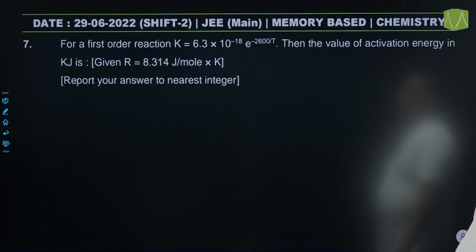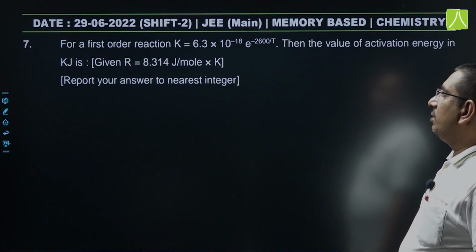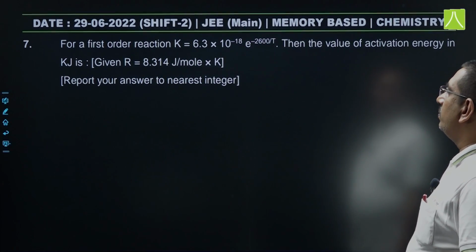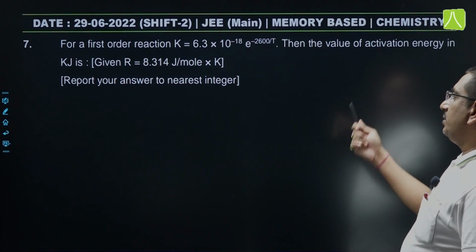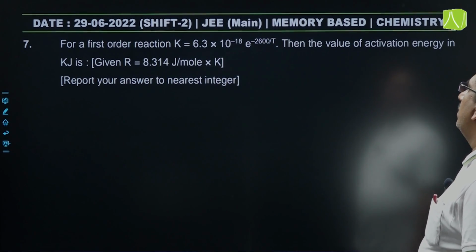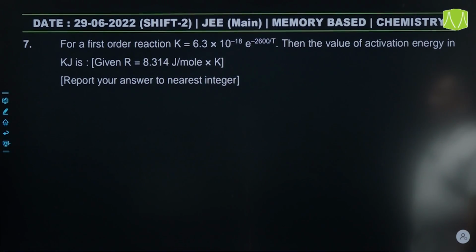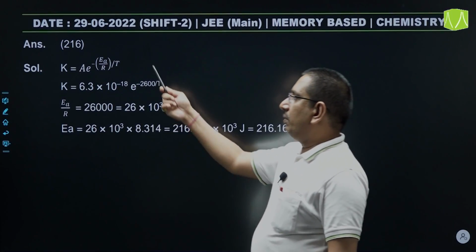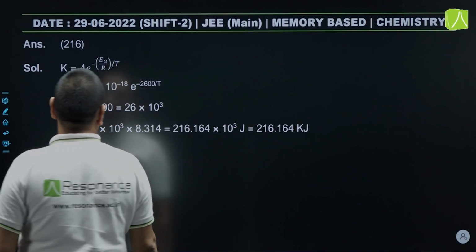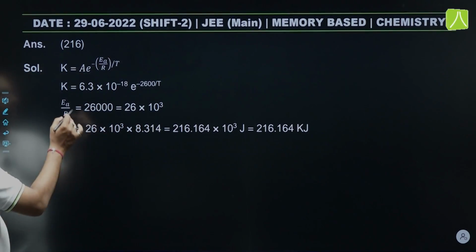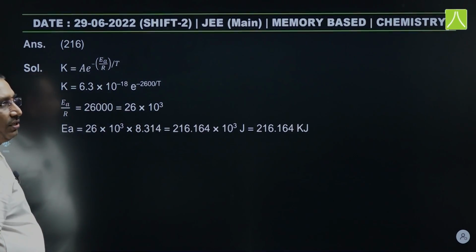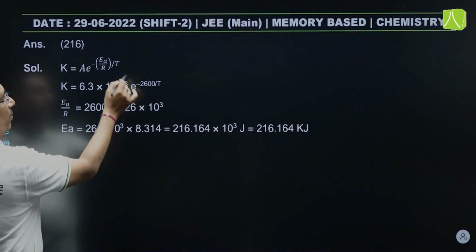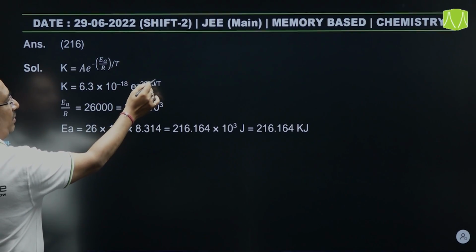Now, another question: for a first order reaction, K equals 6.3 into 10 power minus 18 into e power minus 2600 by T, then the value of activation energy in kilojoules is. And we know the Arrhenius equation K equals A into e power minus E A by R T, and this is the given relation K equals 6.3 into 10 power minus 18 into e power minus 2600 by T.